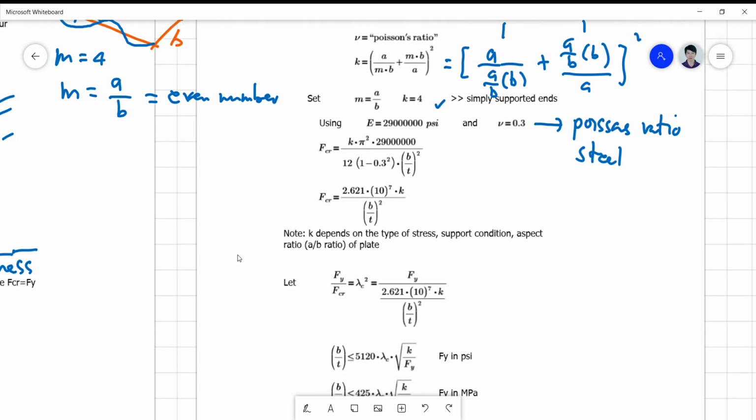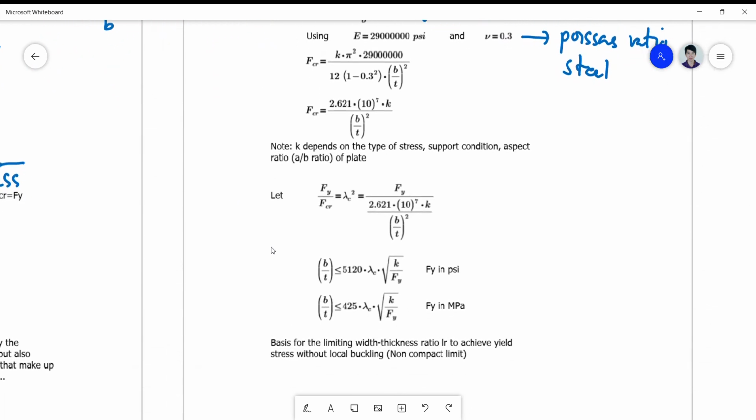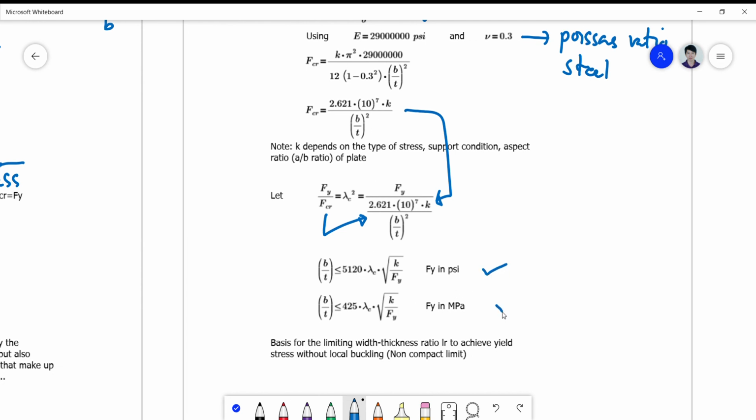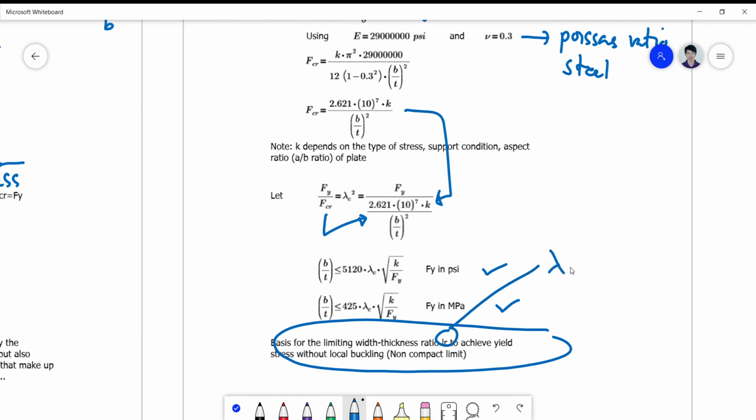So let us now define lambda sub C squared on this basis. We all know that lambda sub C squared is simply Fy over F Euler, or F critical rather, because this is now based on the plate stability, okay, analysis. So we substitute this there and we get this equation in PSI and this equation in megapascal. And these are again the basis for the limiting width to thickness ratio, lambda R, okay, to achieve yield stress without local buckling.